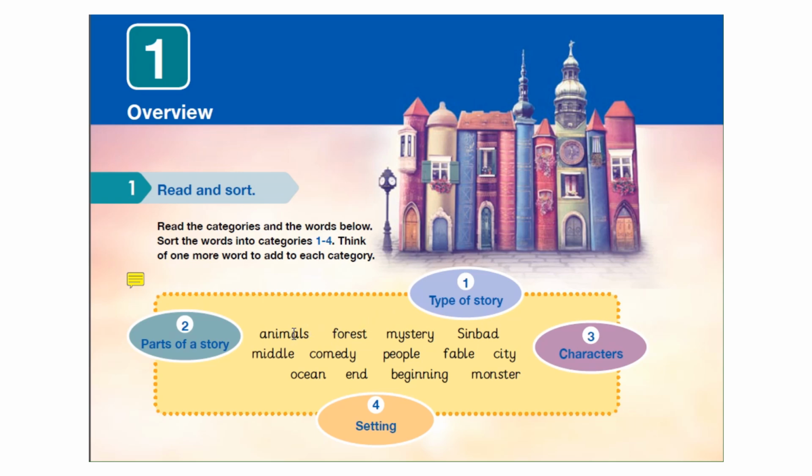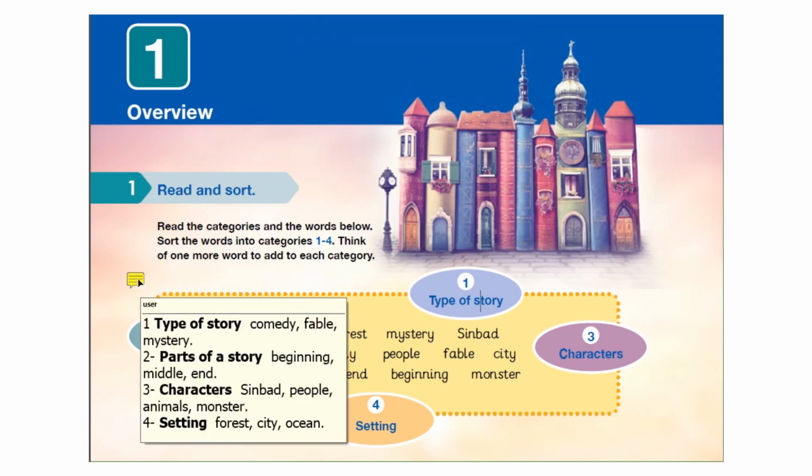First of all, animals. What should be written? It should be written in characters. Characters of the stories. It can be a hero. Forest. Forest is a place. Place, what does it mean, place? It means number 4, setting. So it should be written here in number 4. Mystery. Mystery is a type of story. It should be written in number 1. Now think of this exercise. You have 1 minute to answer this activity. Pause this video.